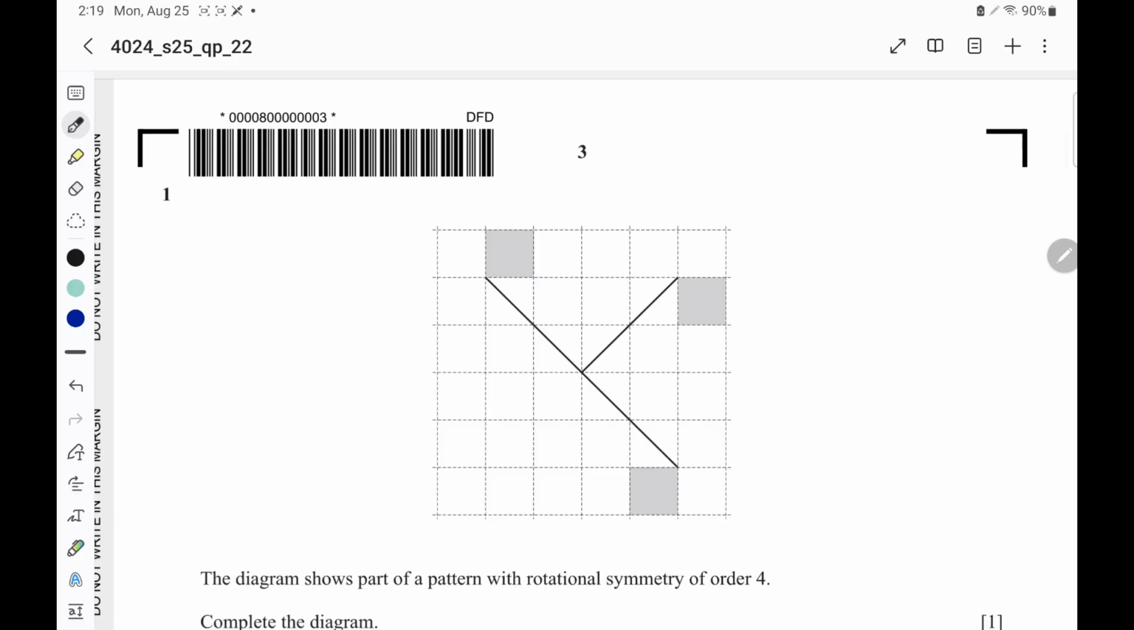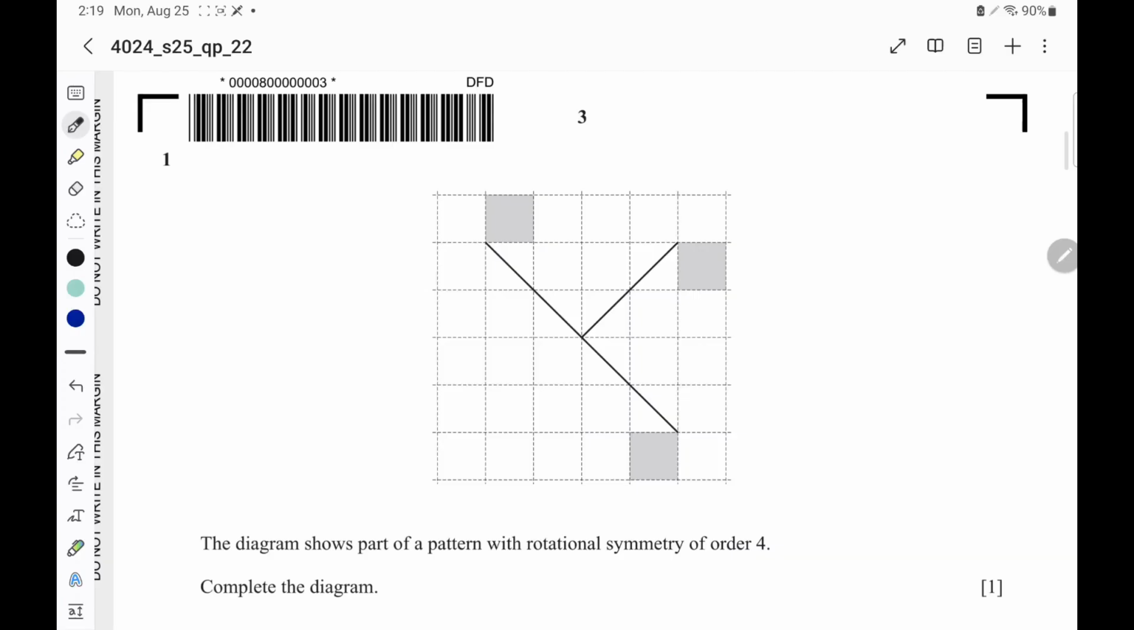It is given that the diagram shows part of a pattern with rotational symmetry of order 4. It means that if we move this through 360 degrees, the order of rotational symmetry will be 4. So this diagram will move to this one, then map to the original position, and this is 3, and obviously somewhere here the diagram will be for the third, and this is the original position, order 4.